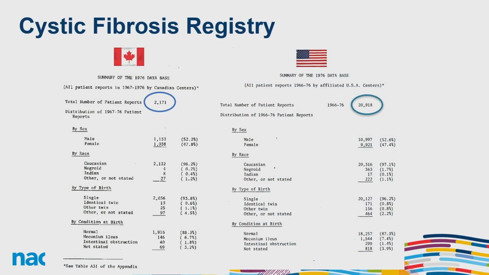And these are tables from that 1976 report that show the Canadian summary statistics on one side, the American summary stats on the other side. There were just over 2,000 patients in Canada that had data collected and just over 20,000 in the US. And back in those days, basic demographics were collected. There weren't a lot of detailed information, and of course, vital stats, so they could do survival calculations.